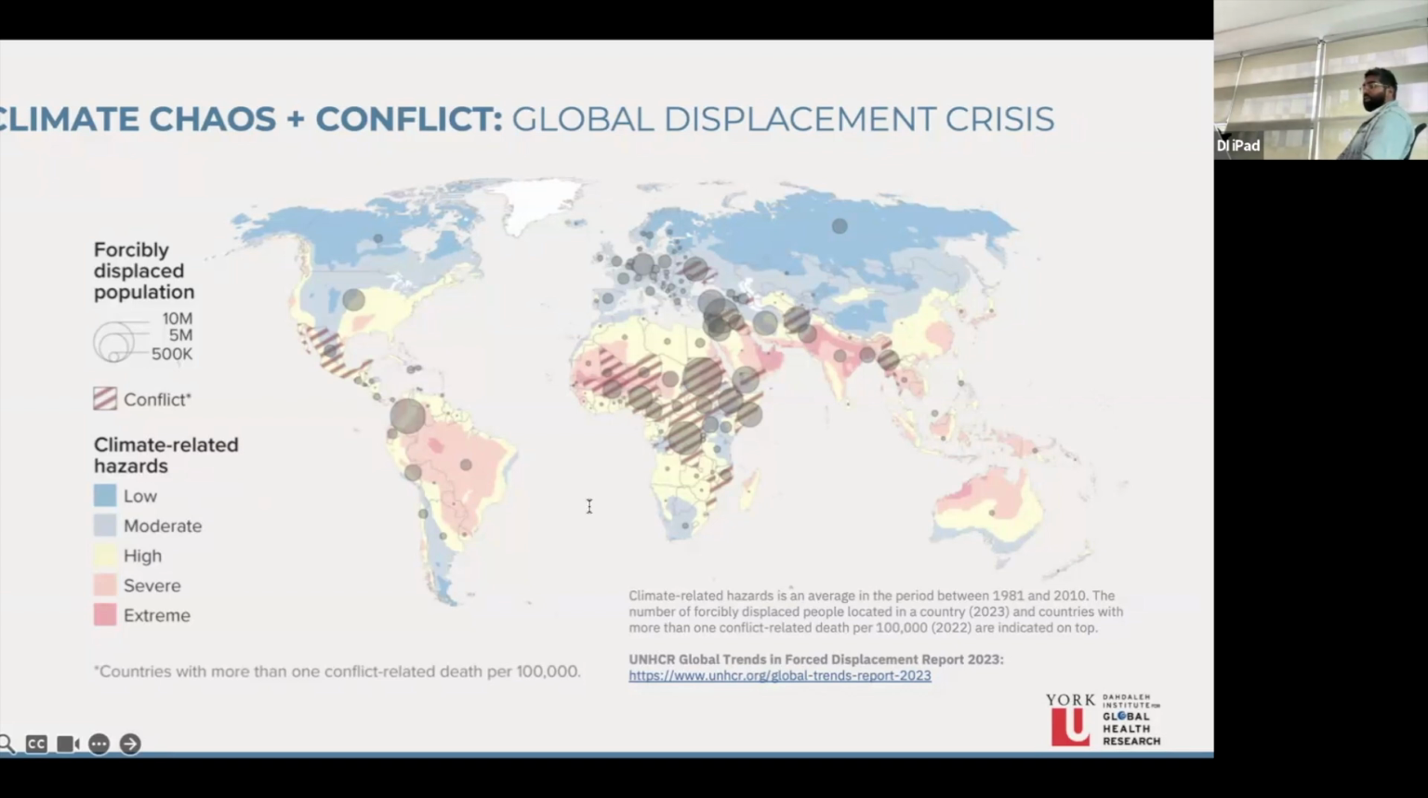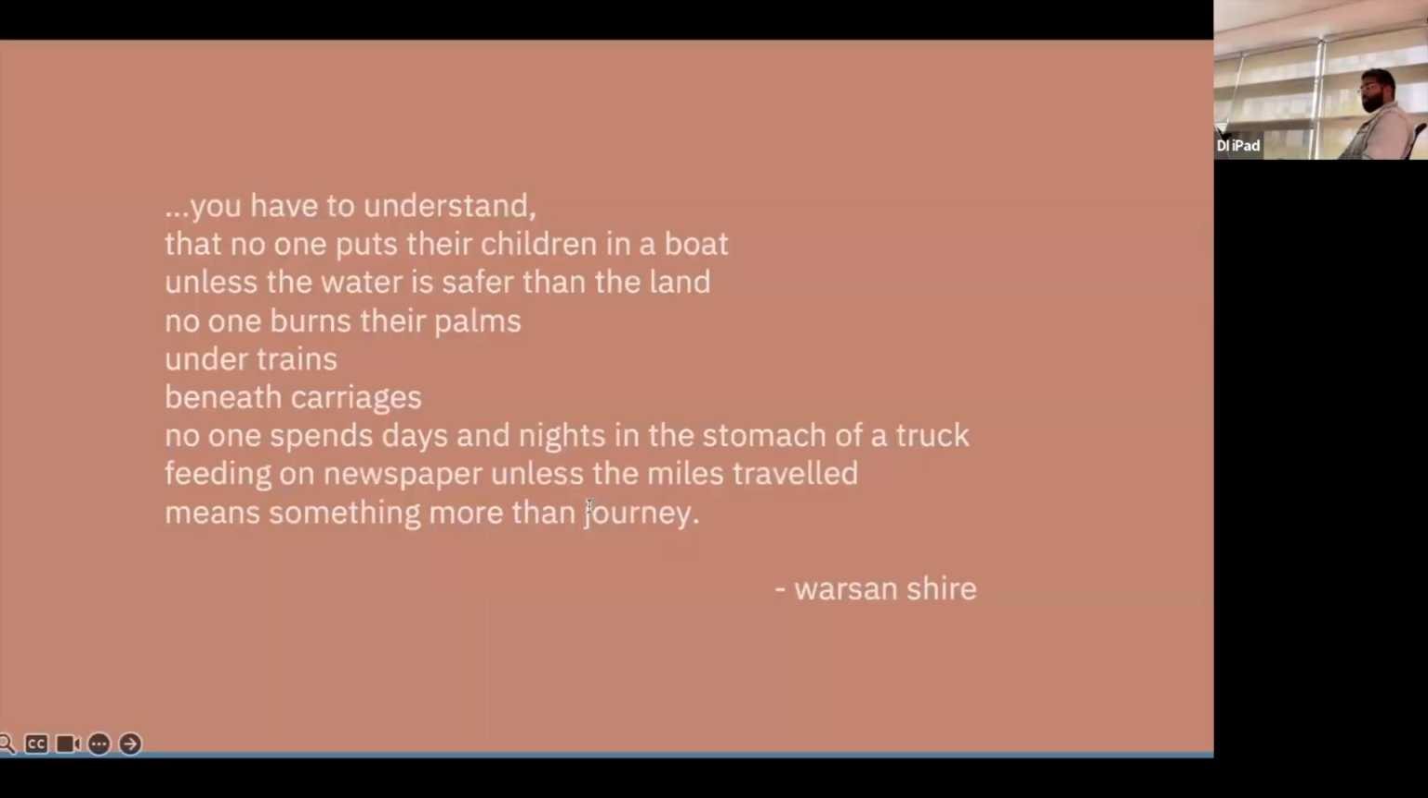When we talk about numbers and global scale, we kind of lose sight of what that actually means for people. And whenever I think of those numbers, I think about this poem by a Somali British poet named Warsan Shire called Home. Because it reminds us that people only leave home when there's no other option, when to stay means that they may not survive where they are.